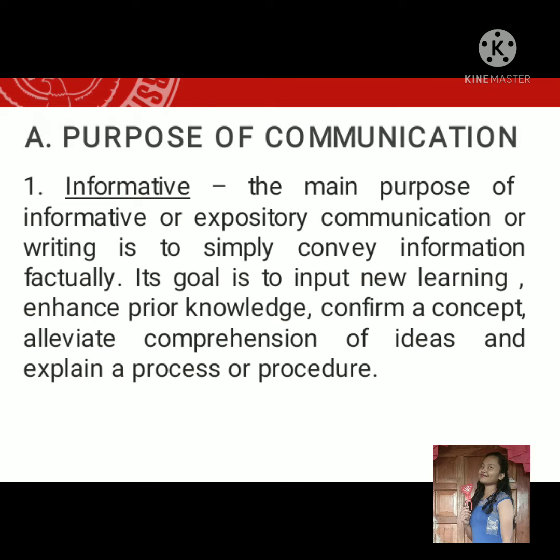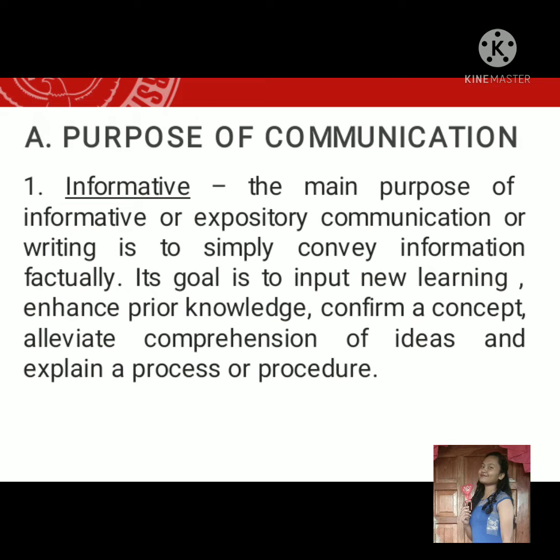So now we will be dealing with the purposes of communication, and the first one is informative. The main purpose of informative or expository communication or writing is to simply convey information factually. Its goal is to input new learning, enhance prior knowledge, confirm a concept, elevate comprehension of an idea, or explain a process or procedure. In writing an informative text, you have to assume the truthfulness of the idea that you want to get across to your intended reader.